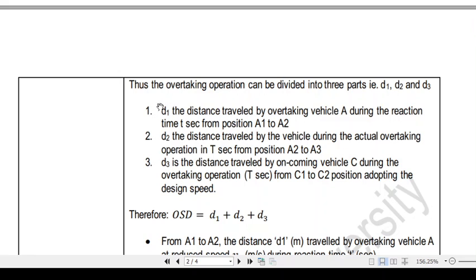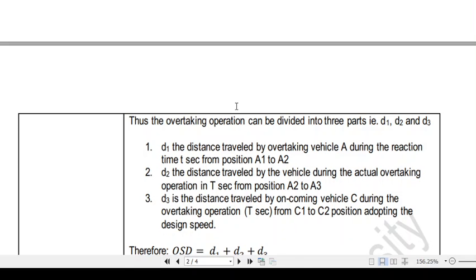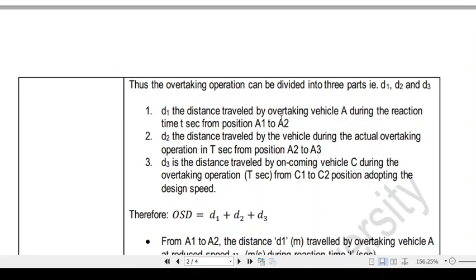Now, the overtaking operation can be divided, as we have discussed earlier, into D1, D2 and D3. D1 is the distance traveled by overtaking vehicle A during the reaction time t seconds from position A1 to A2, as we have discussed. Then D2 is the distance traveled by the vehicle during the actual overtaking operation, and D3 is the distance traveled by the oncoming vehicle C during the overtaking operation.